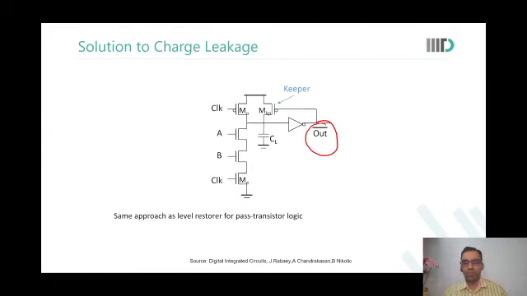Sir, this inverter that I use will be static. This inverter that I used, yeah, this will be static.